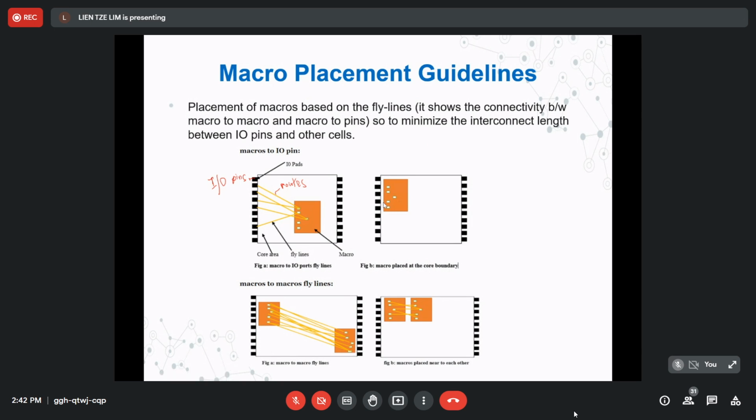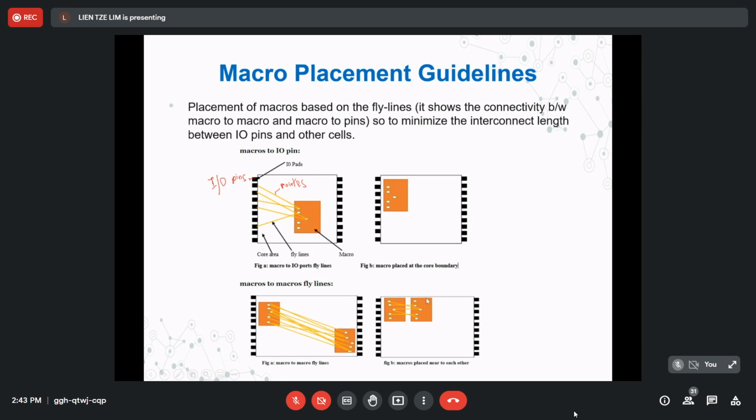If there are more than one macro, this is the macro placement with two macros. These two macros are connected using the routes. You see the placement here. The two macros here are placed near to the edges, and it's based on the fly lines. The routing here is connected in the form of fly lines.